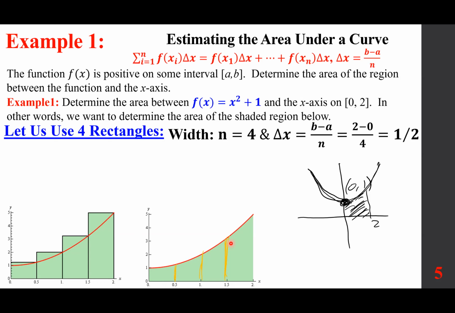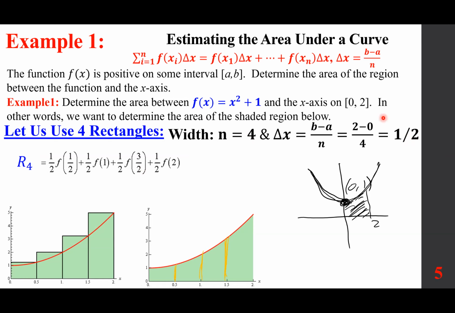So in order to find the area for each piece, we need the width, which is fixed at 1/2, and then we need the height. The height for the first one is f of 0.5 or f of 1/2. For the second one is f of 1. For the third one is f of 1.5. And for the last one is f of 2. So we write R because we are using right endpoints. And then we write R sub 4 because we are choosing 4 rectangular strips.